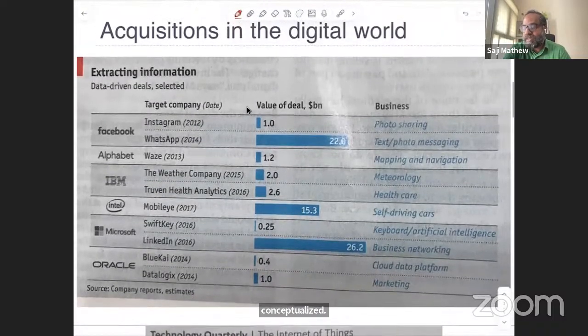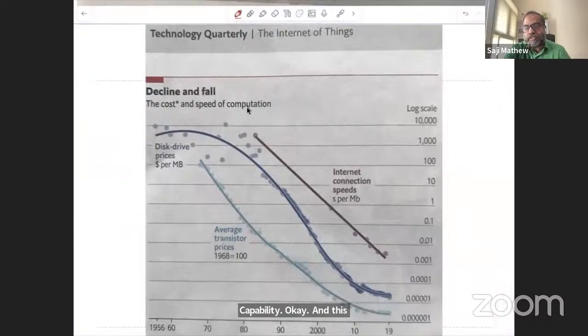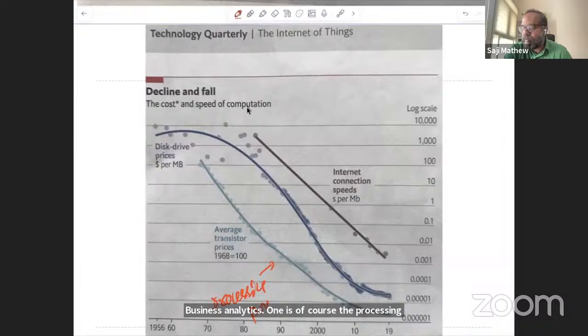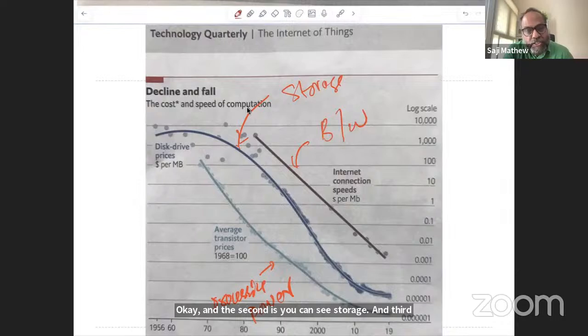And I also have shown you the acquisitions or the valuation of companies which have expertise in data and data analytics capability. Okay, and this was also shared with you. So basically, there are changes happening in three different areas that are driving business analytics. One is of course the processing power, second is storage, and third is bandwidth. You can see these three technologies and their growth and performance. And performance improvement has brought down the cost drastically.